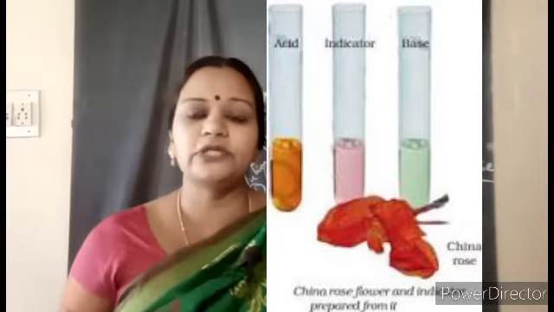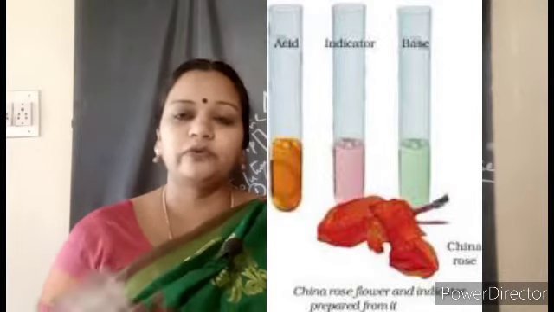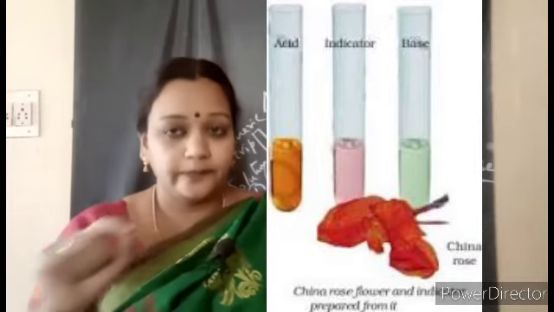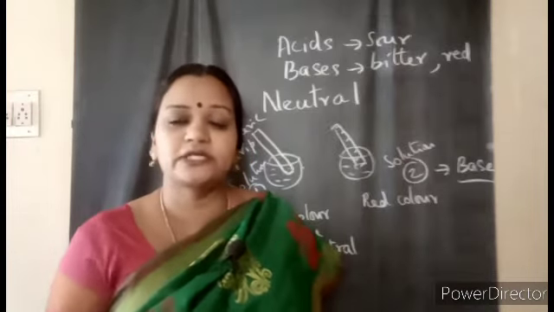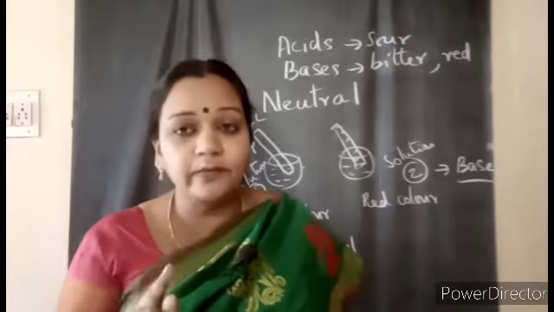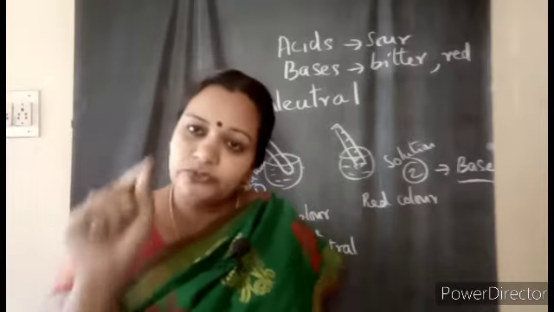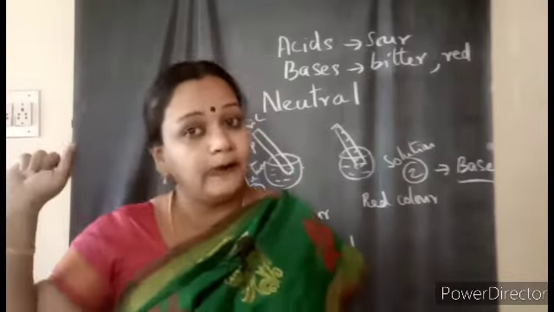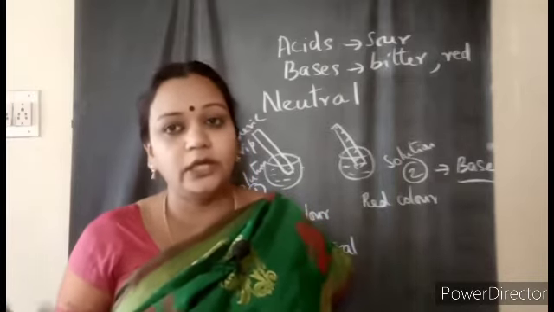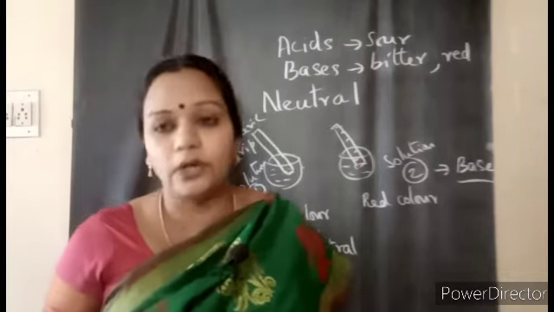Even you have a tabular column in another page, after page 52 or 53 also, where you have to write your remarks about the hibiscus extract, the China rose extract, as an indicator. So in there also you have to give a confirm answer. When you see green color change, it is a base. When you see pink color change, it is an acid. But if there is no change, or the color stays the same, or any other color forms, it may be neutral.